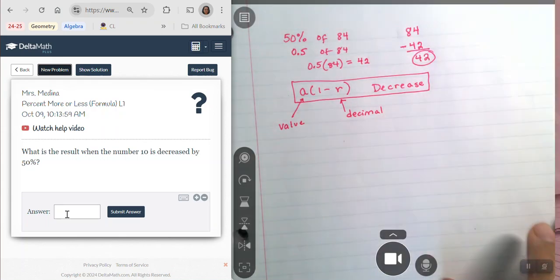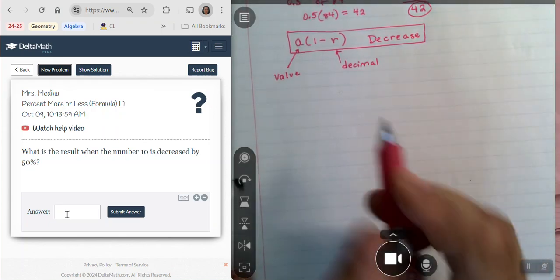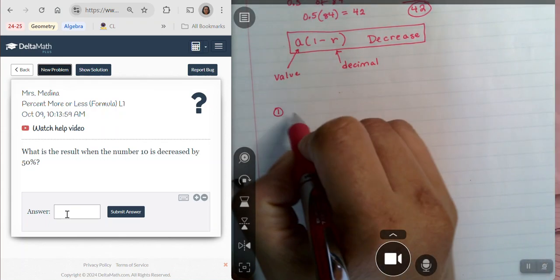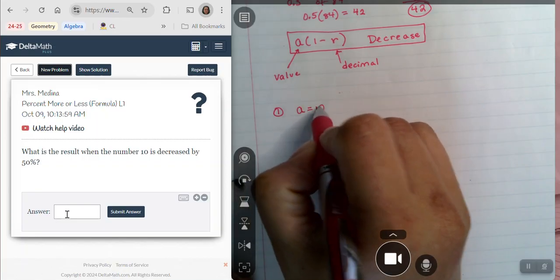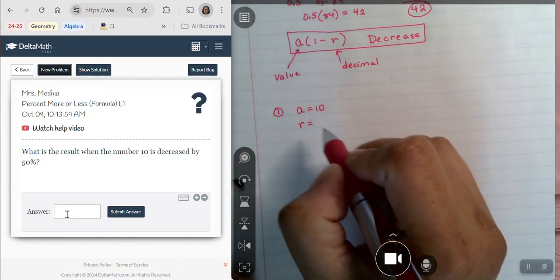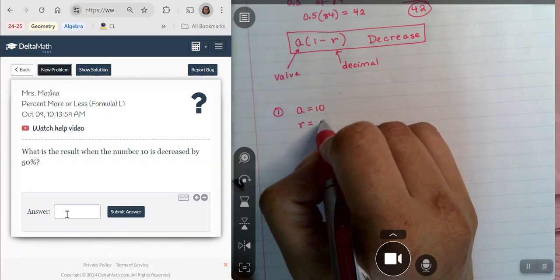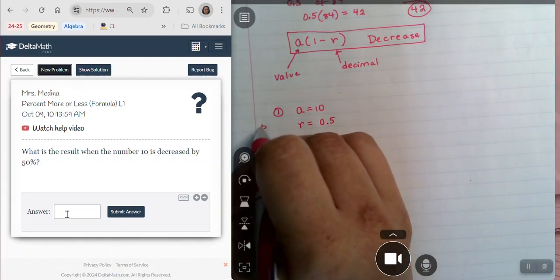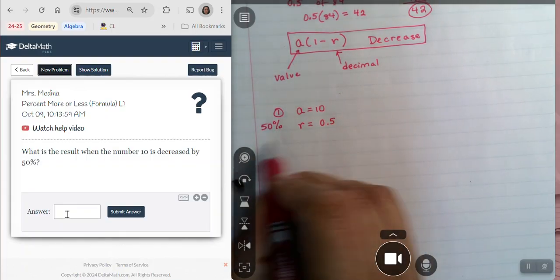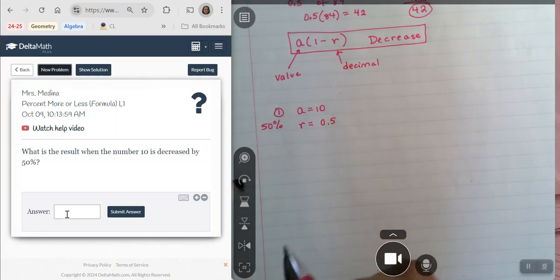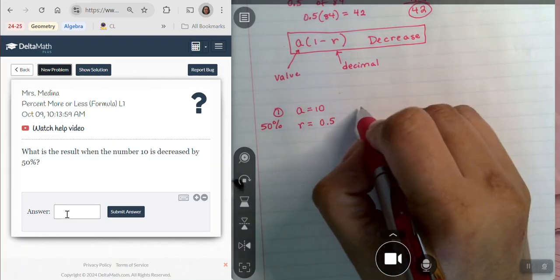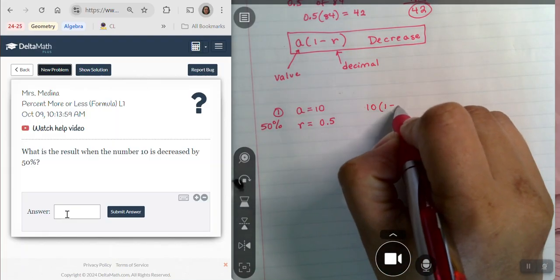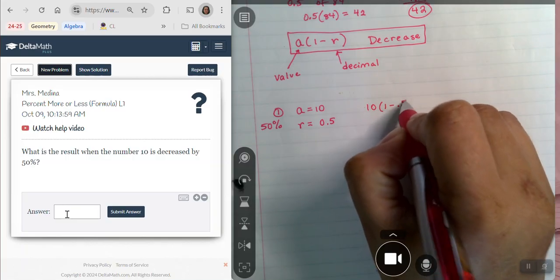This is the result when the number 10 is decreased by 50%. So A equals 10, and R is going to be 0.5, right? Because 50%, you need to divide it by 100 to get it into decimal form. So it's 10 times 1 minus 0.5.